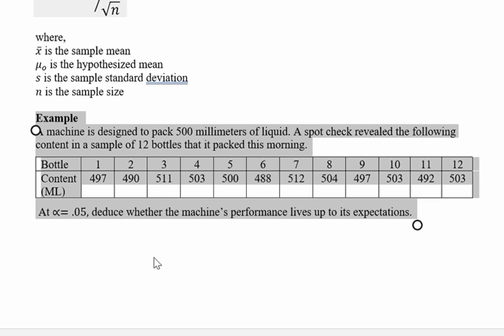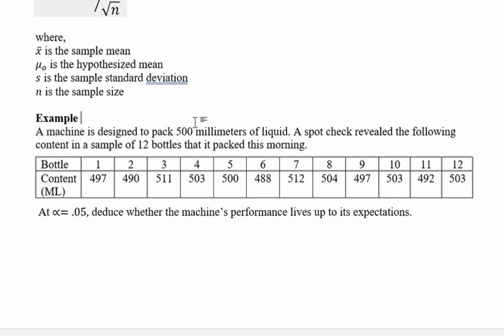A machine is designed to pack 500 milliliters of liquid. A spot check revealed the following content in a sample of 12 bottles that it packed this morning. Then at alpha of 0.05, deduce whether the machine's performance lives up to its expectation.